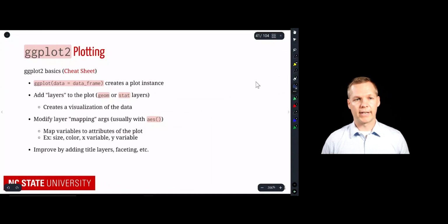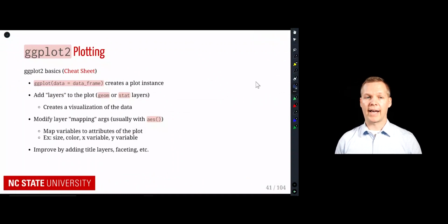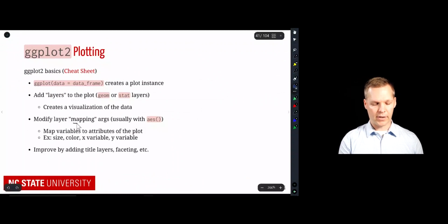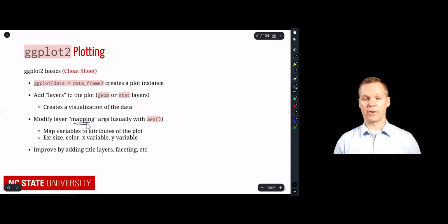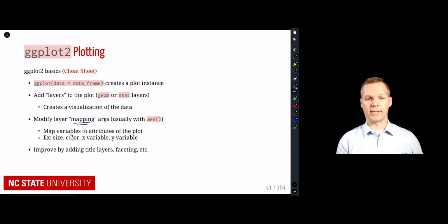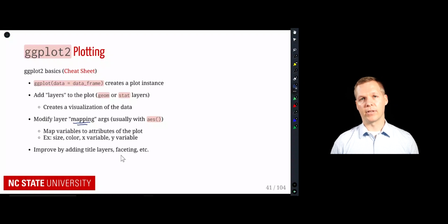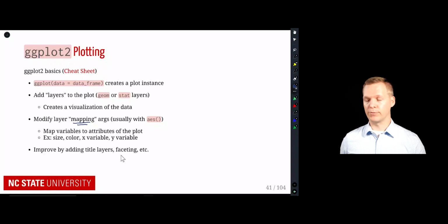Again, just to go through that idea, we create our base plotting instance, we add layers to it, and within those layers, we are able to modify the mapping arguments using the AES function or aesthetic function. What that means is we're able to take variables from our data set and map them to different attributes of the plot. Then you can add things like a title layer. You can do what's called faceting, which just creates lots and lots of plots of the same type. So we're going to see how useful and how easy it is to build lots of publication-ready graphs using ggplot2.